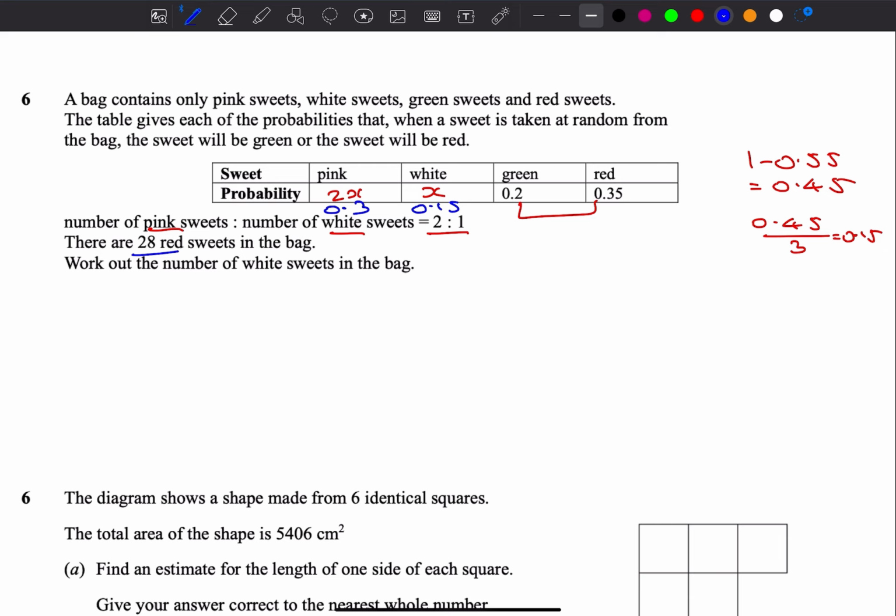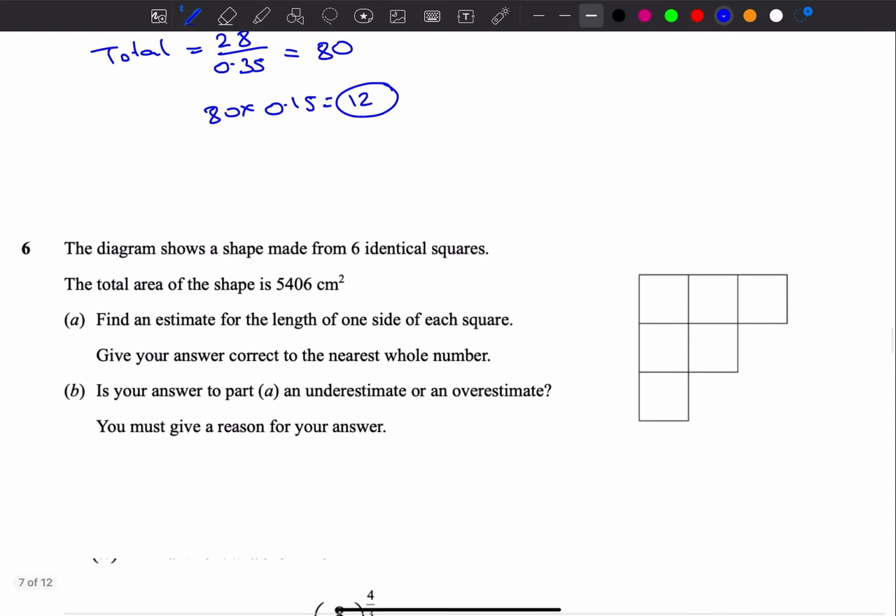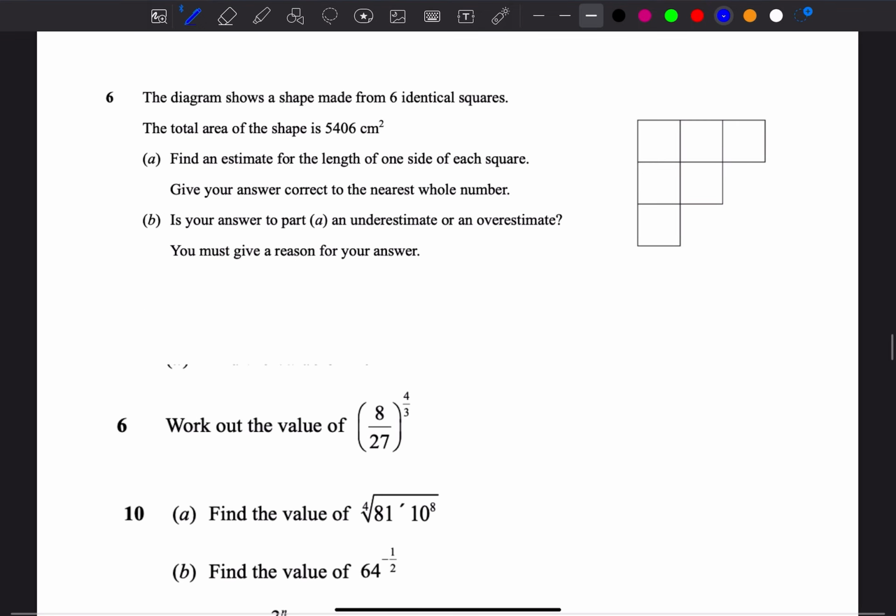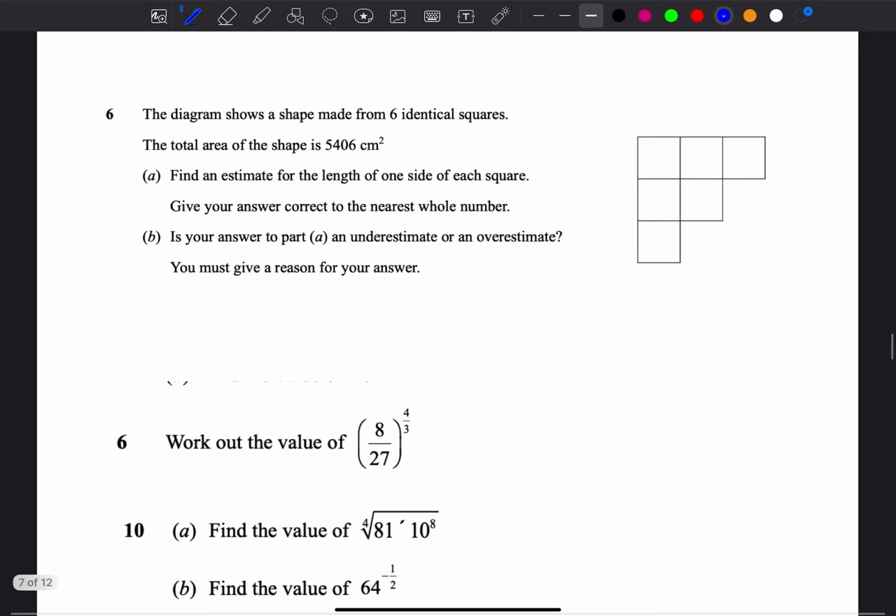There are 28 red sweets, so you can work out the total number of sweets. 28 divided by red. Remember, it's red. So how much is red? 0.35, which is 28 divided by 0.35, which is 80. Then what do you do? 80 times it by white, which is 0.15, which will give you 12 white sweets. Okay. The whole of this side should be a non-calculator paper.